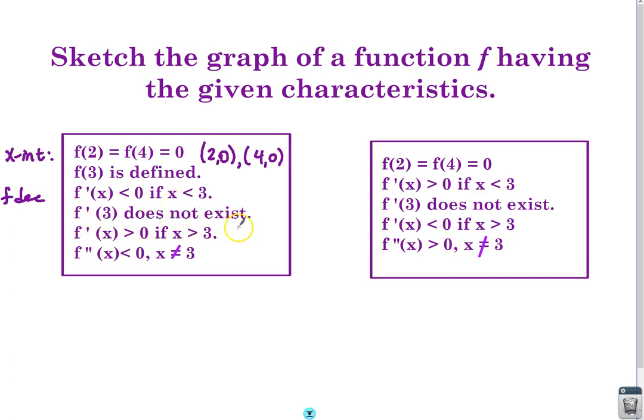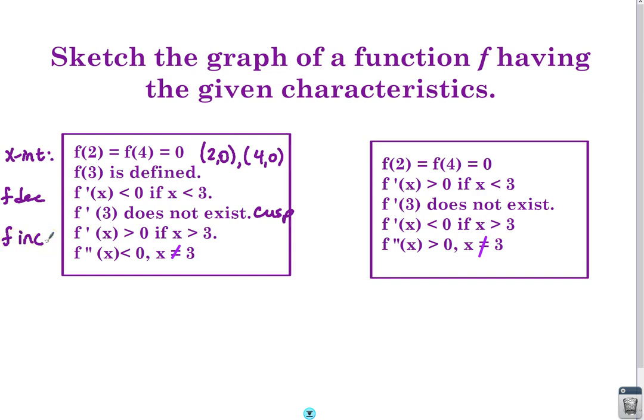f prime of 3 does not exist. Okay, so I knew that I have a point at 3, but the derivative does not exist. So when I see that, it tells me it can't be an asymptote because this is defined. But what it could tell me is that there's maybe a sharp turn or a cusp right here. So I'm going to go ahead and write possibly a cusp on that one. Okay. And then f prime of x is positive if x is greater than 3. So that means f is increasing. Okay, so before 3, my function is decreasing, but after 3, my function is increasing.